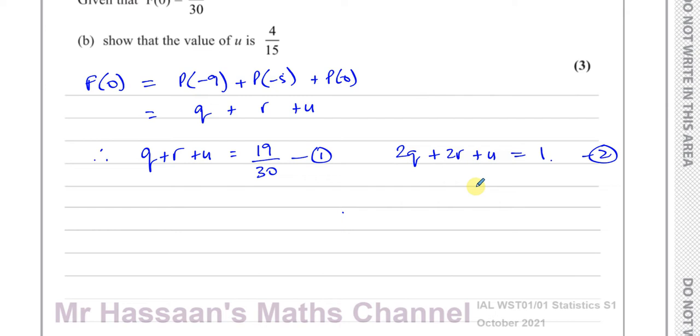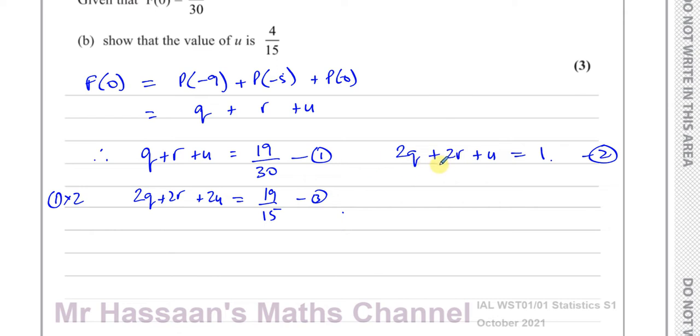Now what I can spot here is some clever little substitution we can make, because this is Q plus R, this is 2Q plus 2R. Now if I take equation 1 and multiply it by 2, I'll end up with 2Q plus 2R. So let me do that. 2Q plus 2R, and then we'll have 2U equals 19 over 30 multiplied by 2, which will give you 19 over 15. Okay, so that gives us another equation.